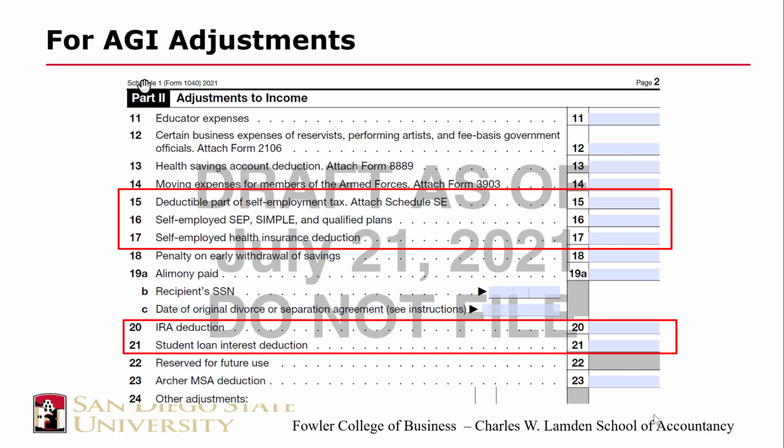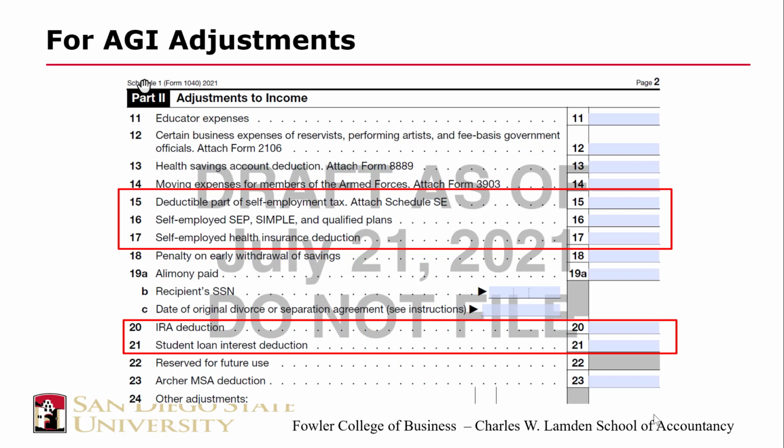So I've highlighted some of the for AGI adjustments that are common. That's not to say these others aren't for AGI adjustments. They are. We just don't see them that often in practice necessarily. So the ones I've highlighted, deduction for a part of self-employment tax. So half of your self-employment tax is deductible. If you're self-employed and you have a retirement plan or qualified plan, you get a deduction for that. That's where that rolls through. Self-employed health insurance deduction also appears here.